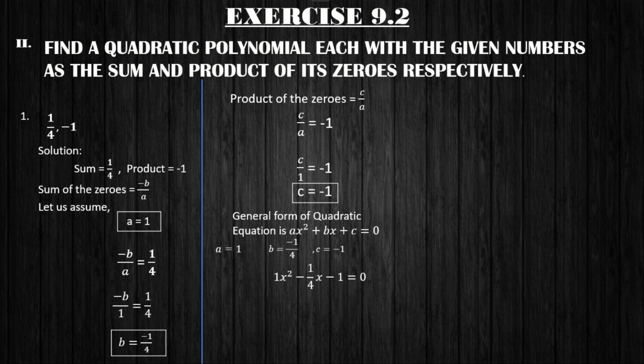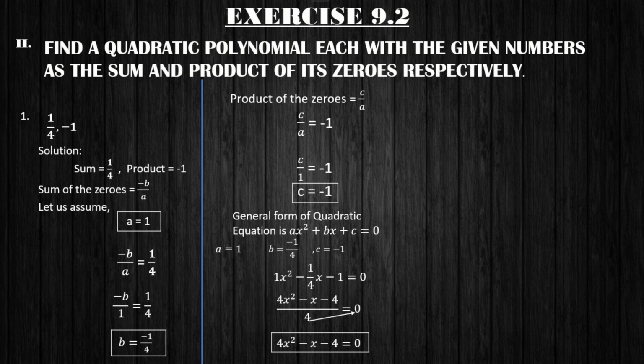After this, we need to take the LCM. Here in this equation, the LCM will be 4. When we take 4 as LCM, the numerator will become 4x square minus 1x minus 4, whole divided by 4, is equal to 0. So here we need to cross multiply 4 into 0. 4 into 0 is 0 itself. So the quadratic polynomial obtained is 4x square minus x minus 4 is equal to 0.